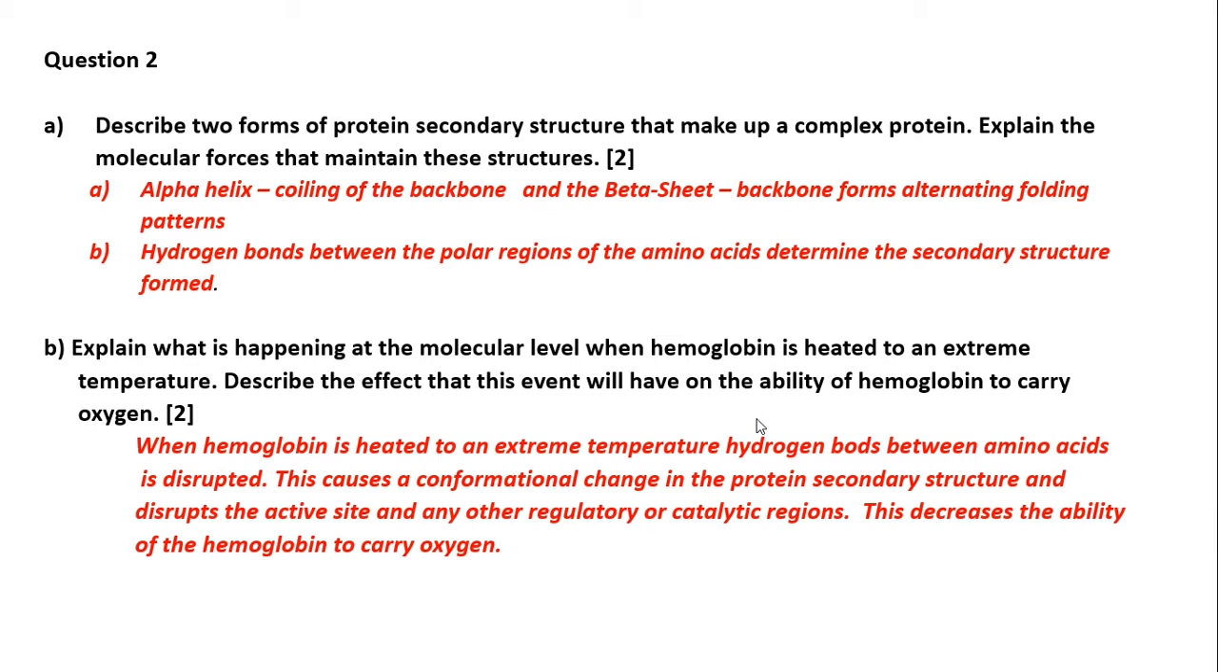And then at the molecular level, when you take hemoglobin and heat it to an extreme temperature, you can see right there, you're going to disrupt the hydrogen bonds. And by disrupting those hydrogen bonds, you cause a change in the conformation of the protein. You disrupt the active site and any other regulatory or catalytic regions, which decreases the ability of the hemoglobin to carry oxygen. And if you denature it enough, it completely stops. Okay, so those are your answers.